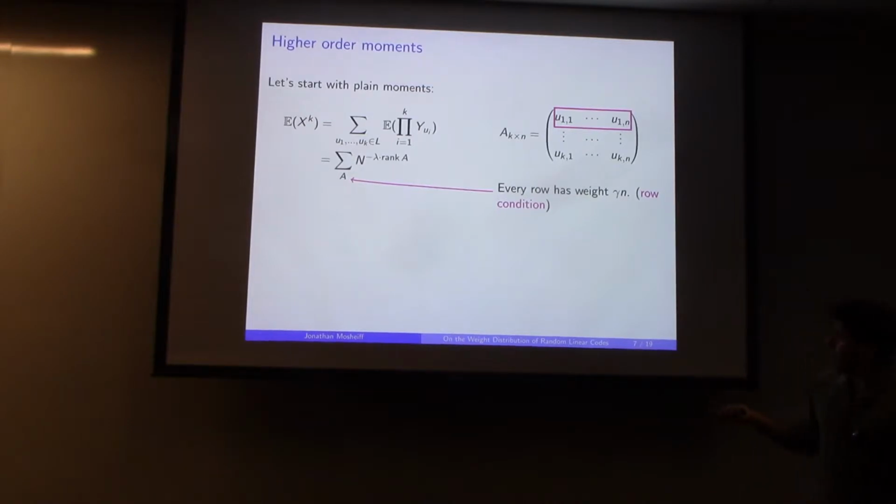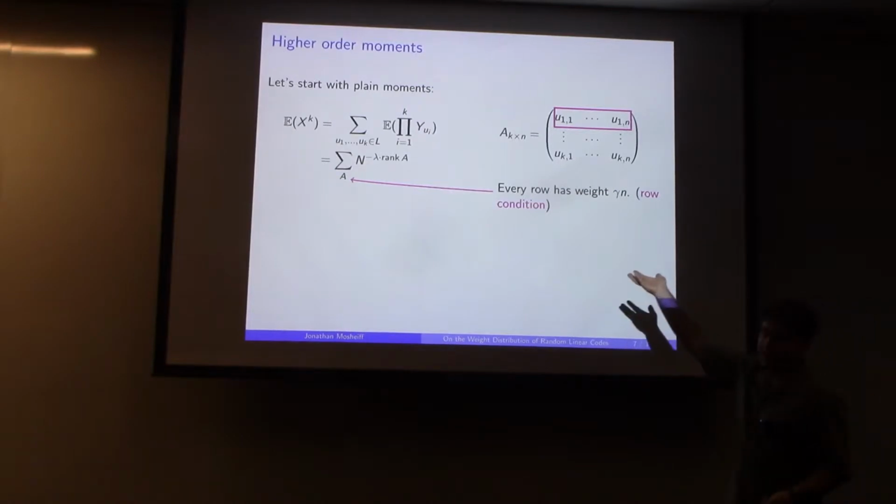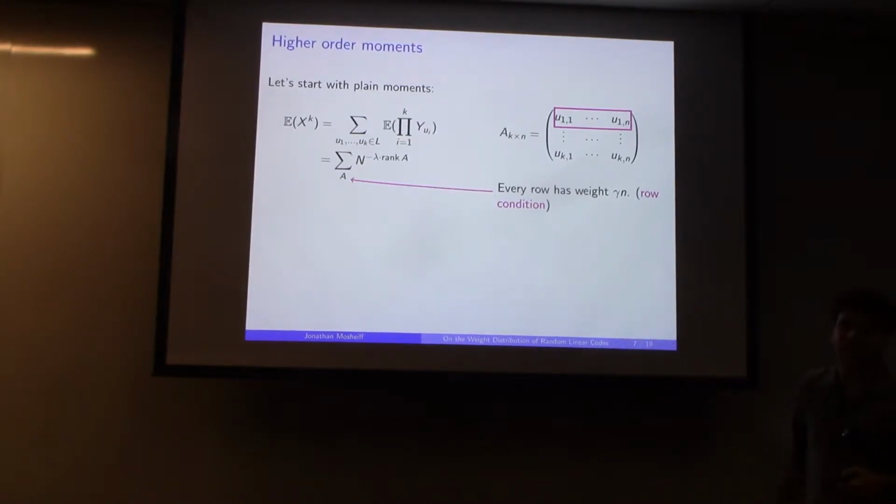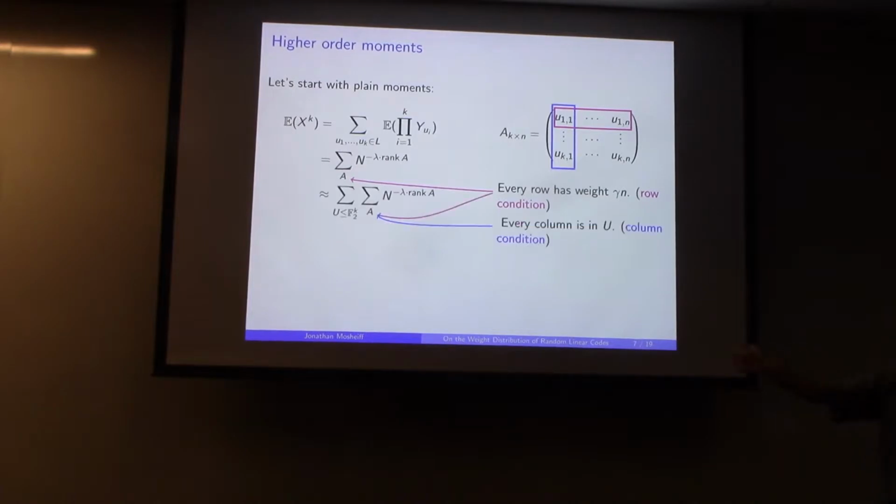Now in order to make my life a bit easier, summing over all matrices, how do I do that? We're going to classify our matrices according to their column space. So instead of taking the sum over all matrices, I take a sum over all possible column spaces, and for each column space, I sum over all the matrices that have this specific column space.